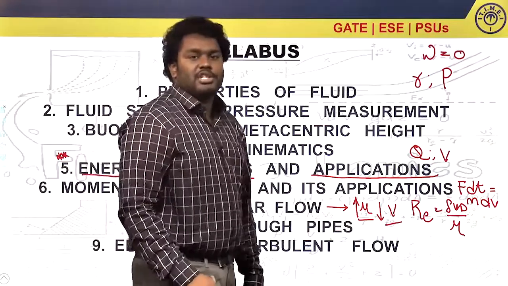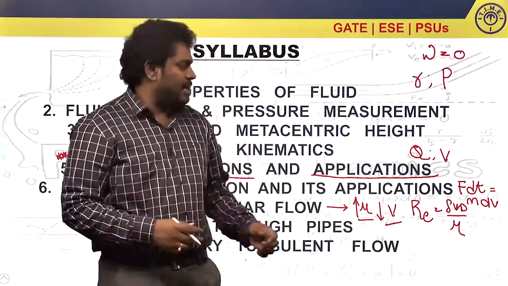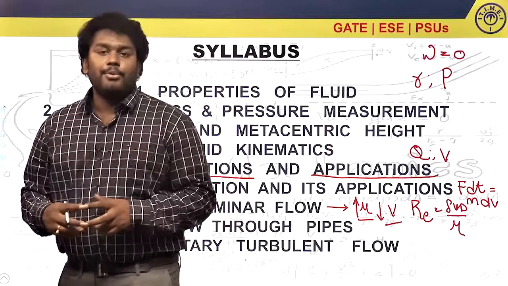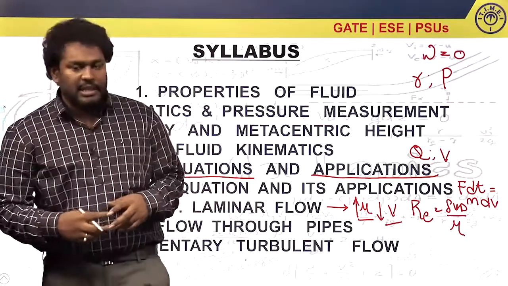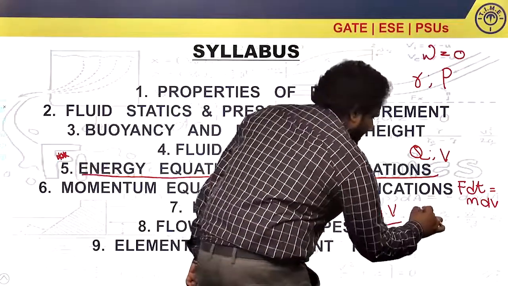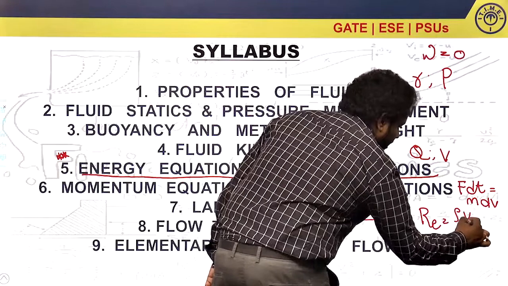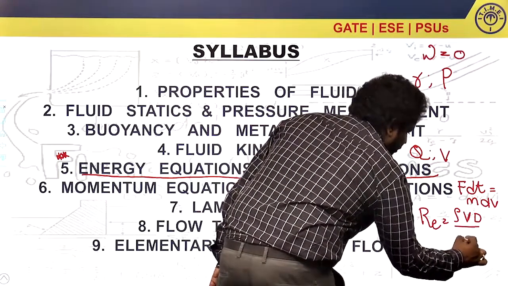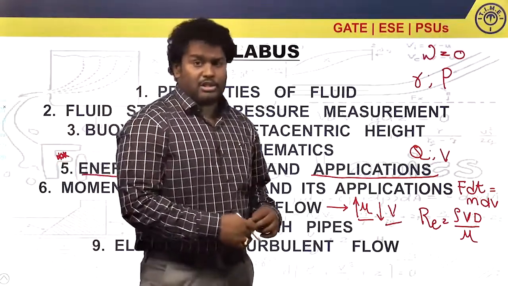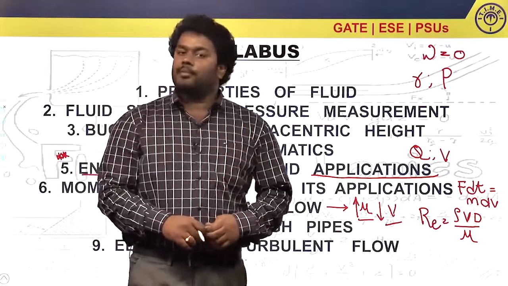The ratio of inertia force to viscous force is called the Reynolds number, which is formulated as rho v d by mu, where rho is the density of the fluid particles, v is the velocity of the flow, d is the diameter of the pipe, and mu is the coefficient of dynamic viscosity.